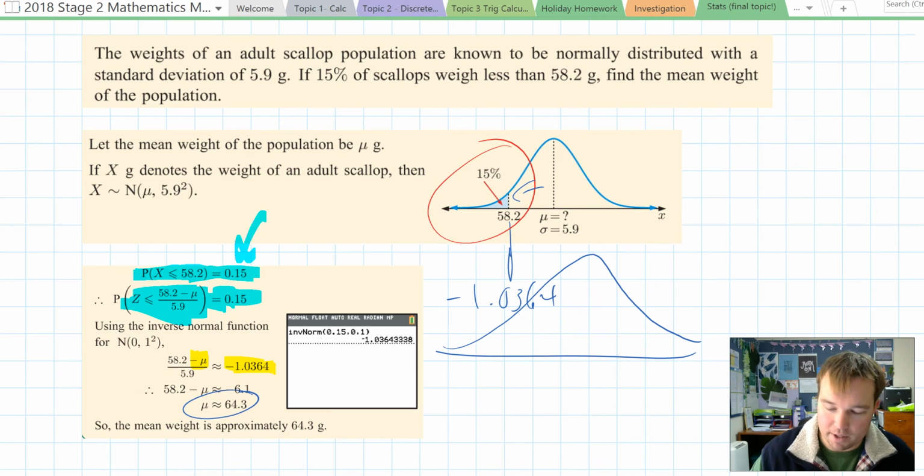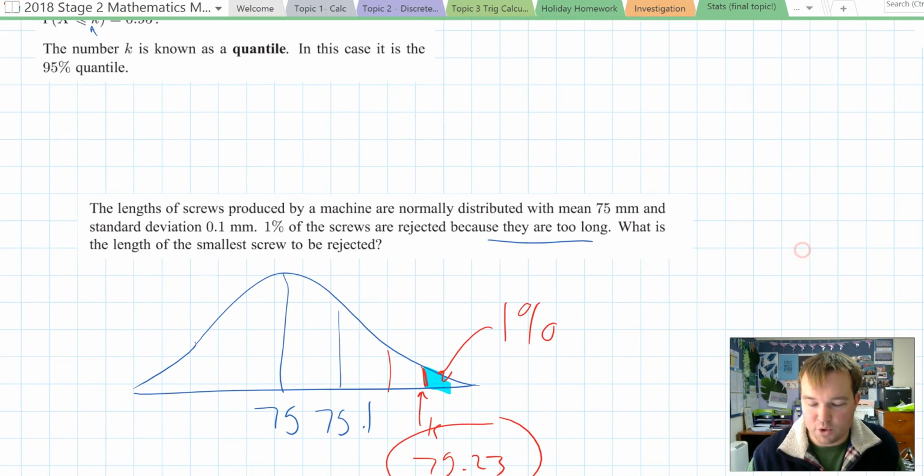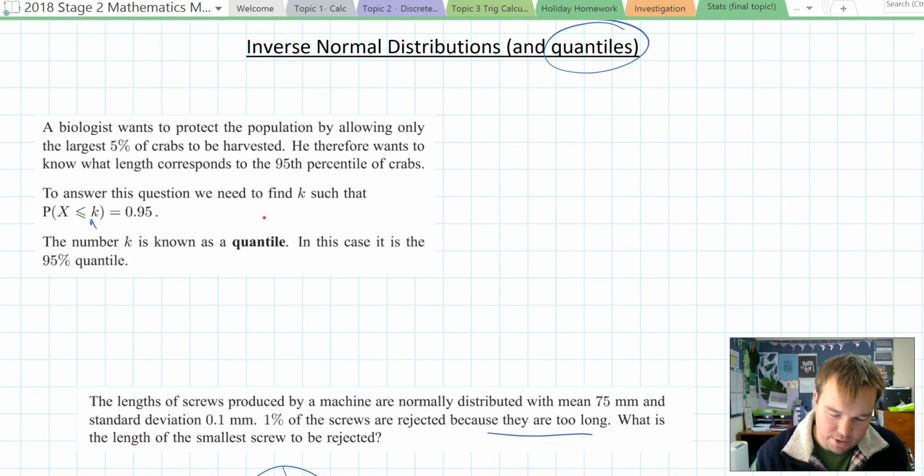Another short video, but hopefully you can see how inverse normal can be extremely useful, and you know some of the terminology surrounding quantiles and how to use your calculator.